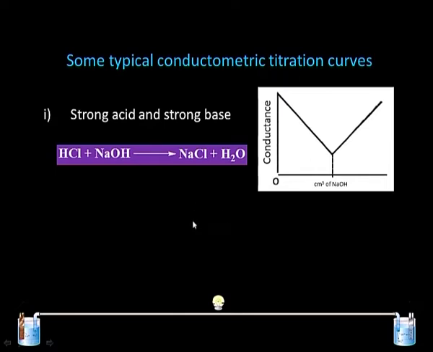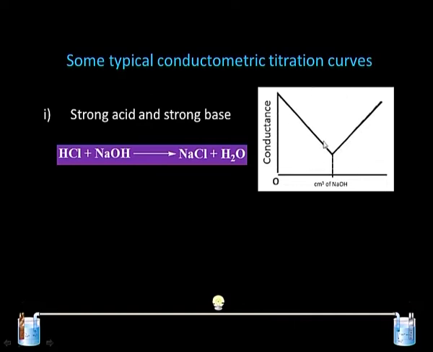The acid is taken in a beaker and the base is added from a burette. With the help of a conductivity meter and conductivity cell, we get values of conductance which can be plotted on the y axis, and the values of the titrant added can be plotted on the x axis. As we plot these values, we see a decrease in the conductance with the addition of NaOH, and after reaching a certain minimum value it begins to rise again. This is the curve we get for a strong acid and strong base.